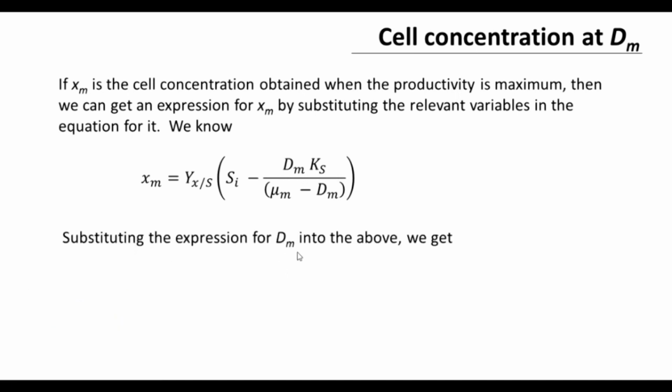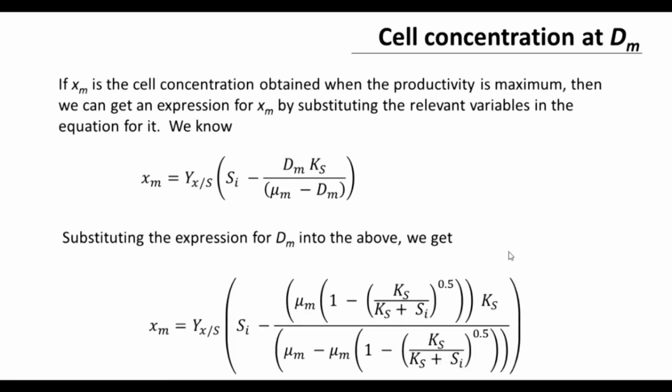So substituting the expression for Dm into the above, we get this. Don't worry about this, this is just Dm being replaced in terms of Ks and Si, nothing else. So 1 minus Ks by Ks plus Si to the power of 0.5 into mu m, that is what has been substituted here for Dm. So this is Y X/S times Si minus Dm times Ks by mu m minus Dm. This is the expression for the maximum cell concentration.